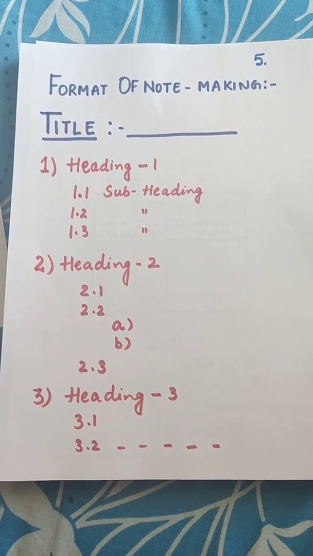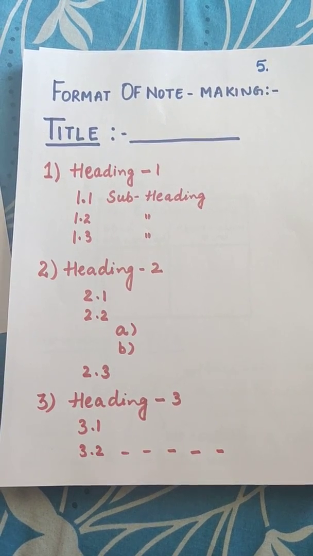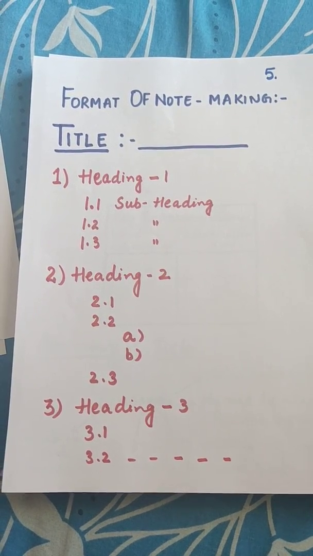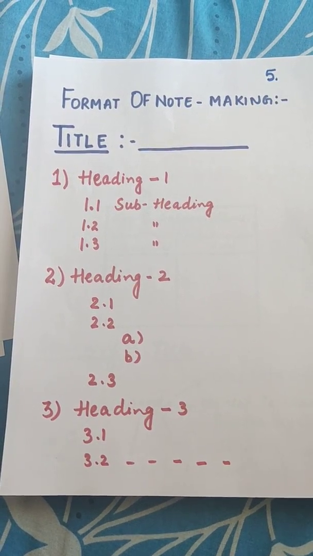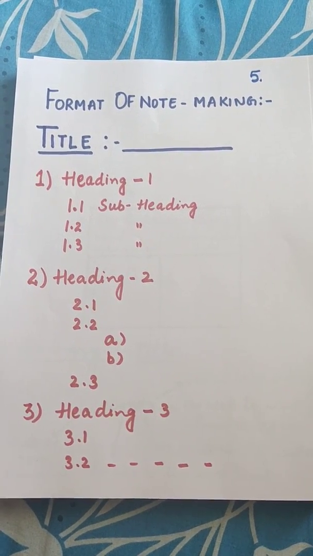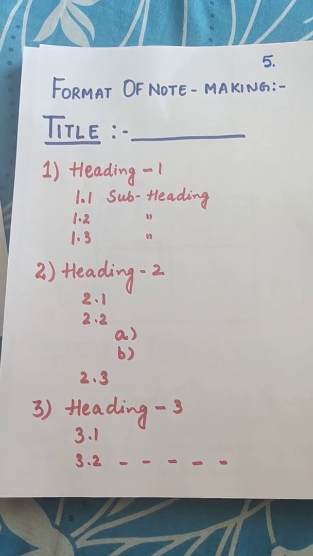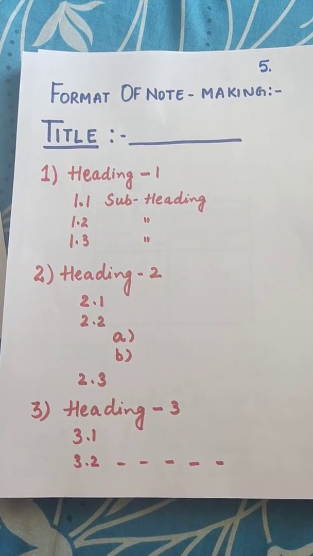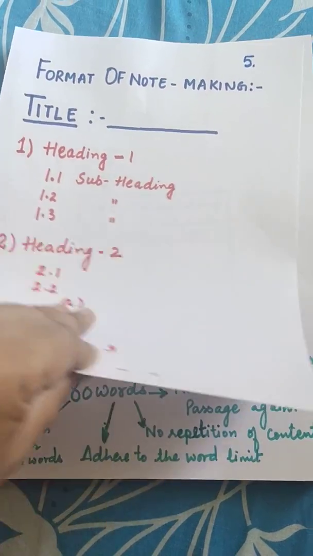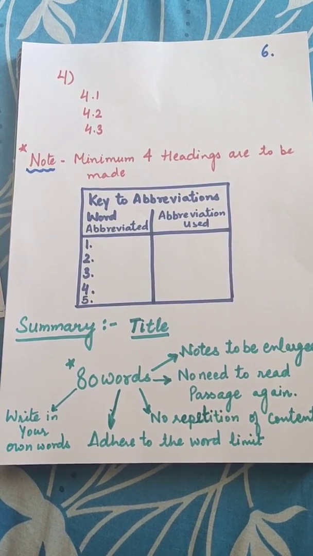The main point is called a heading. A heading is written in numerical form: 1, 2, 3 and so on. Then the subheadings are 1.1, 1.2 because they are points under the main heading. Similarly, the second heading will have its own points, 2.1, 2.2. Say the subheading has a further point to discuss; that is called a sub-subheading. And so the format is followed, heading number 3 and heading number 4. So a minimum of 4 headings are to be made.